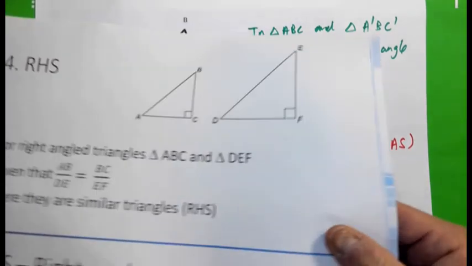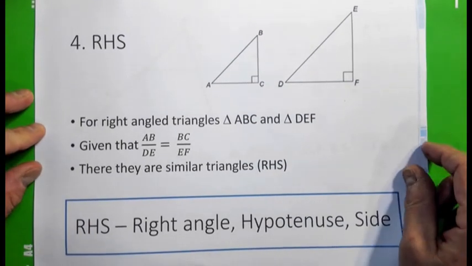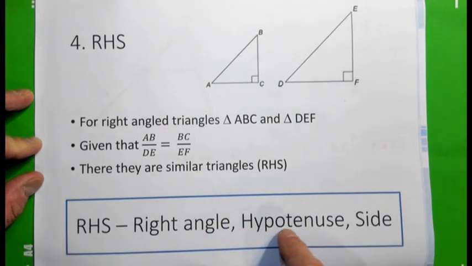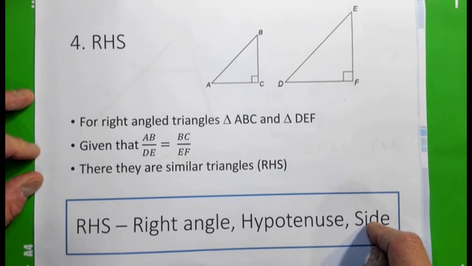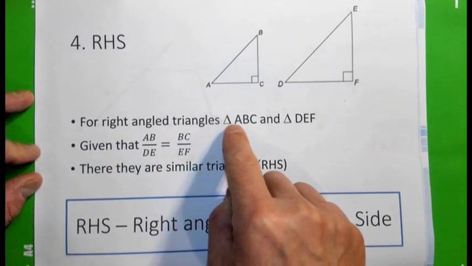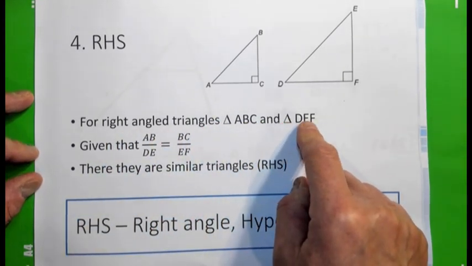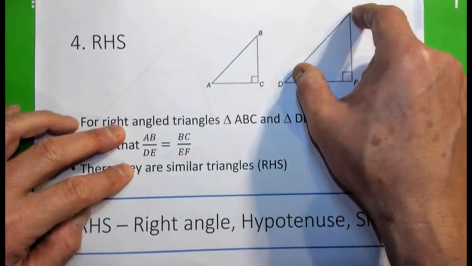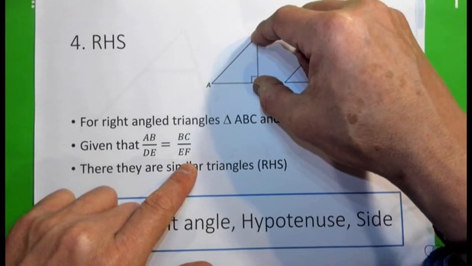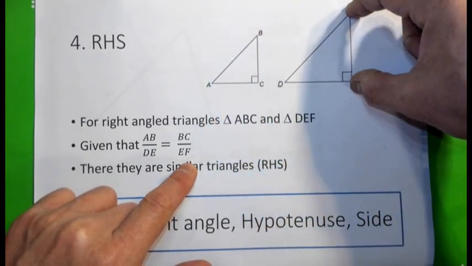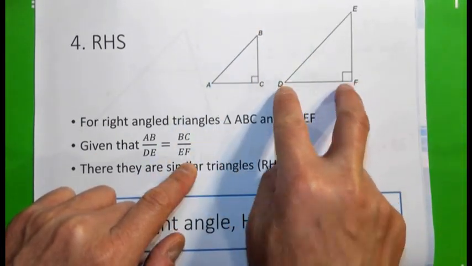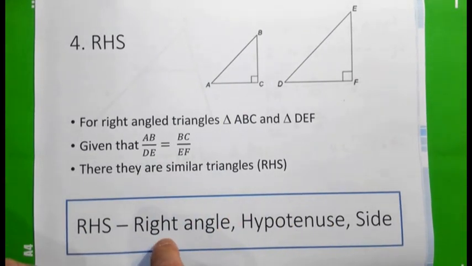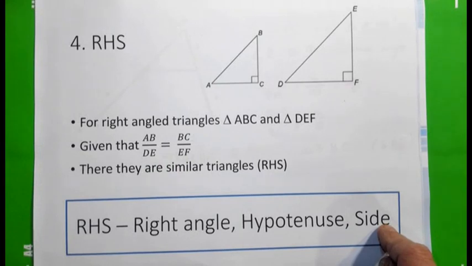Finally, last but not the least, we look at RHS, which is right angle, hypotenuse, and side. For any right angle triangles ABC and DEF, if we know that AB over DE, which is the ratio of the hypotenuse, is the same as one of the sides, BC and EF, it could be AC and DF, they are actually similar triangles, which is right angle, hypotenuse, and side.